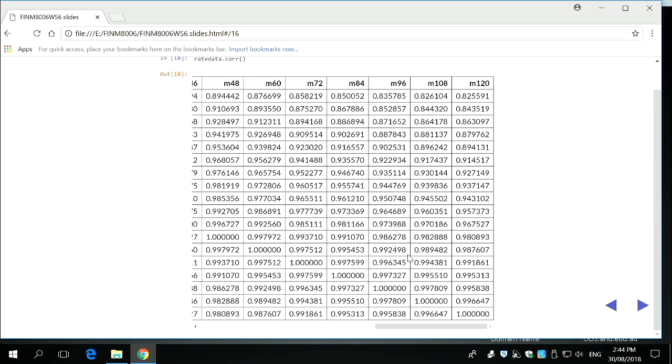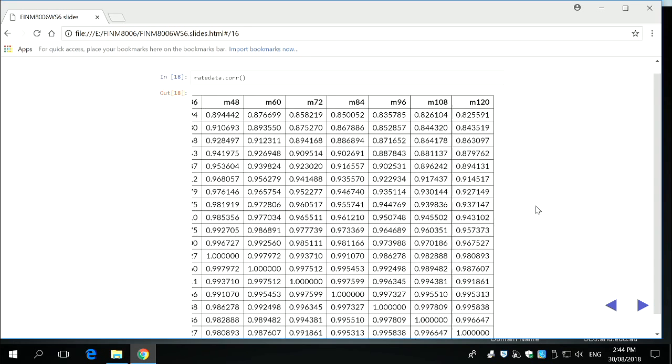M1 and M120, they are less correlated, right? M120 and M108, they are highly correlated. So long yields are correlated with long yields, short yields correlated with short yields, but long yields and short yields are not very correlated, or less correlated, right? So this actually suggests there is some structure in these yields.